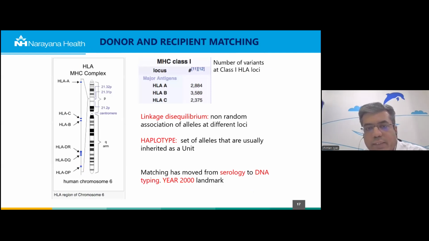Now, what is HLA? HLA is a simple blood test. We all have HLA in our body, and there are three major classes of HLA: A, B, and C.